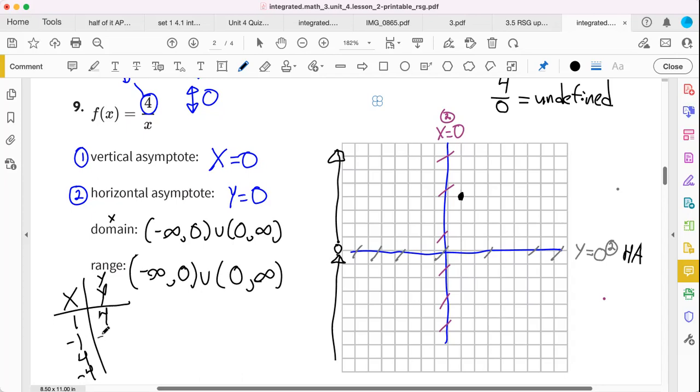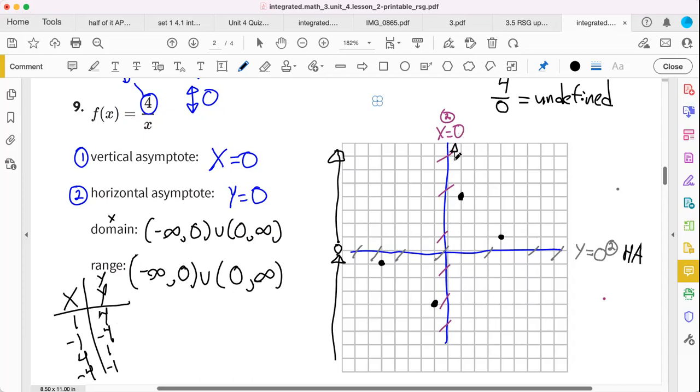When x is -1, that outcome is -4. So -1, -4. When x is 4, 4 over 4 is just 1, and this means the outcome there is going to have to be -1. Okay, so quick graph of that.